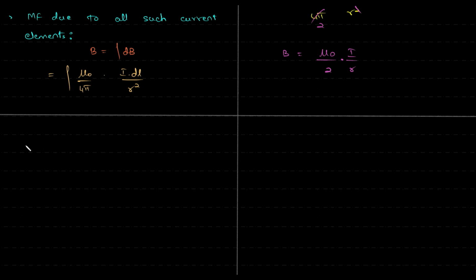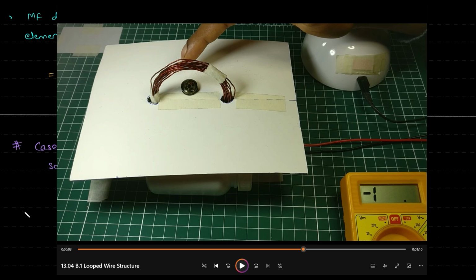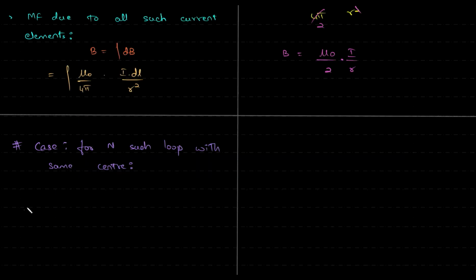Of course, like in my diagram, what if I have n such loops with the same center, of course? So similar to this. What will happen? Nothing. The effect will add up.